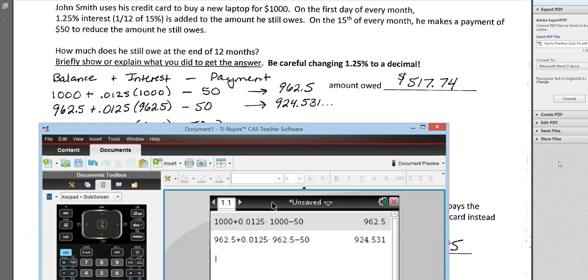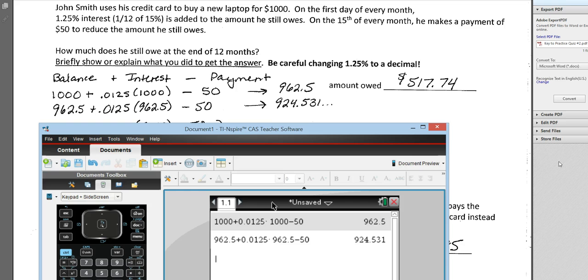In this problem, we're talking about a credit card problem again. John Smith is using his credit card to buy a laptop for $1,000. On the first day of the month, a 1.25% interest is added. That's 1/12 of the 15% a year, so 1.25% per month. On the 15th of every month, he makes a payment of $50 to reduce the amount he still owes. How much does he still owe at the end of 12 months?